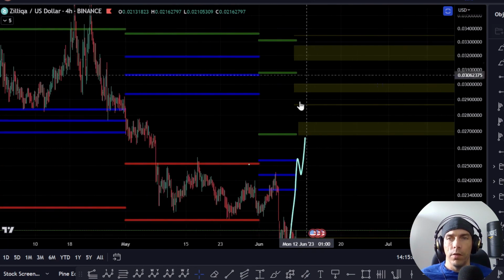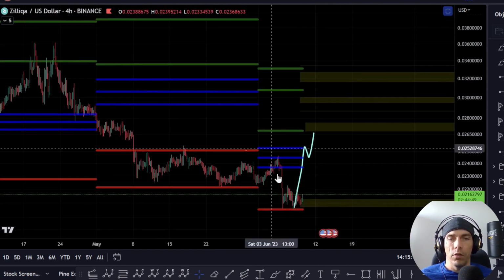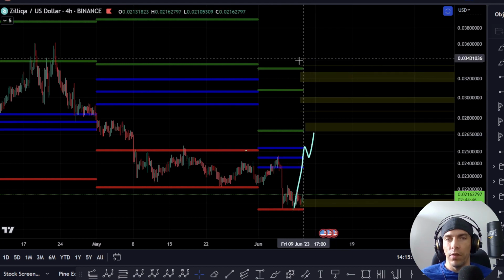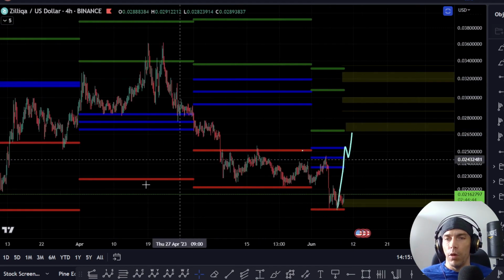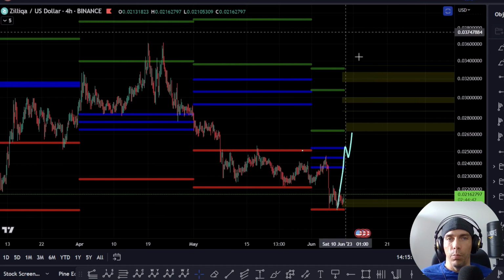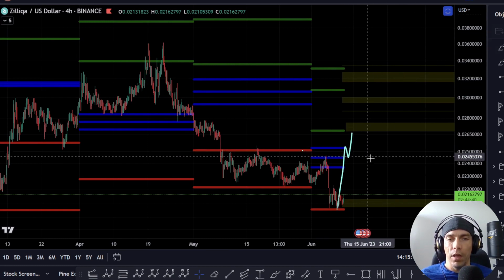Now, if we did see a move up in this way where we actually start to reclaim some of these higher levels of these CPR lines, this could then mean that we are actually starting to begin that bigger push to the upside for that C wave. So we're going to keep an eye on it.